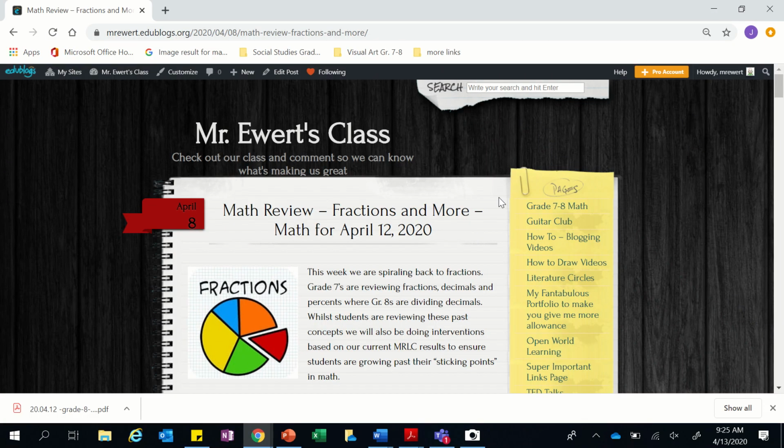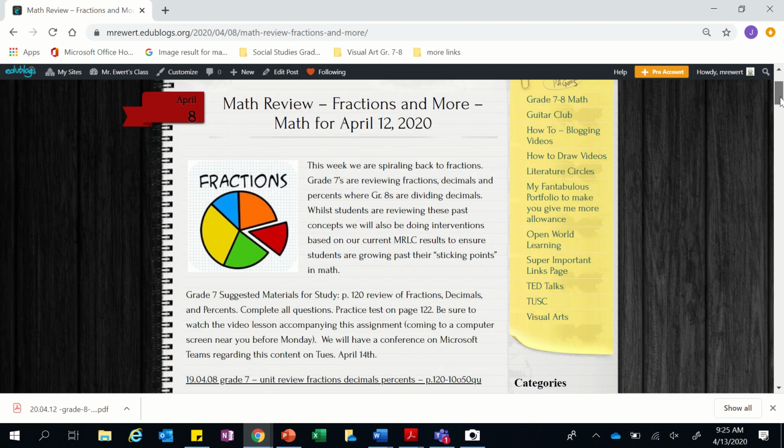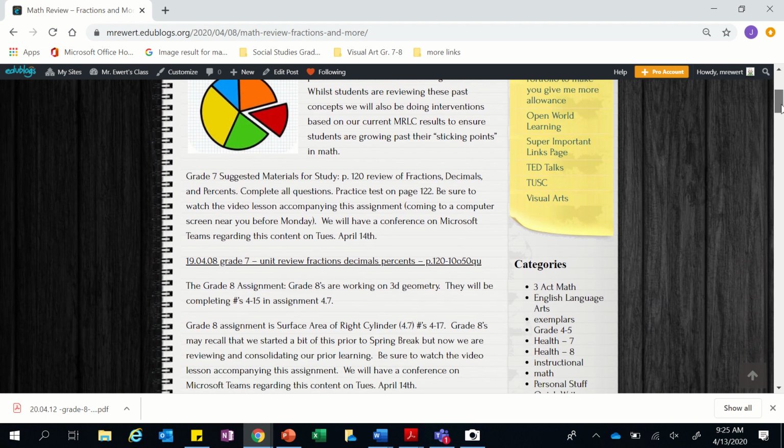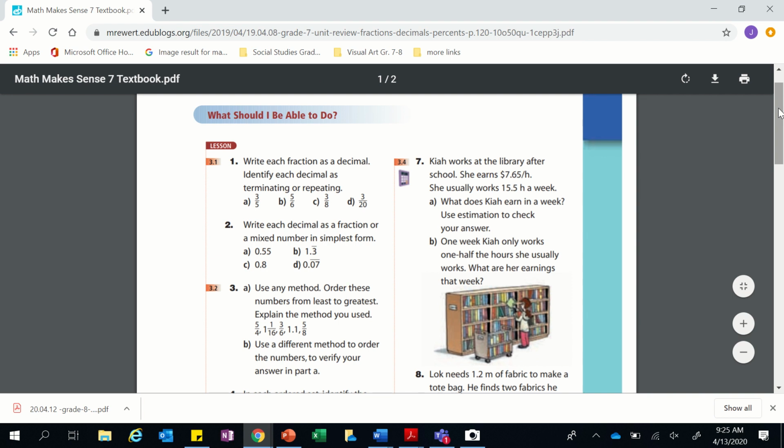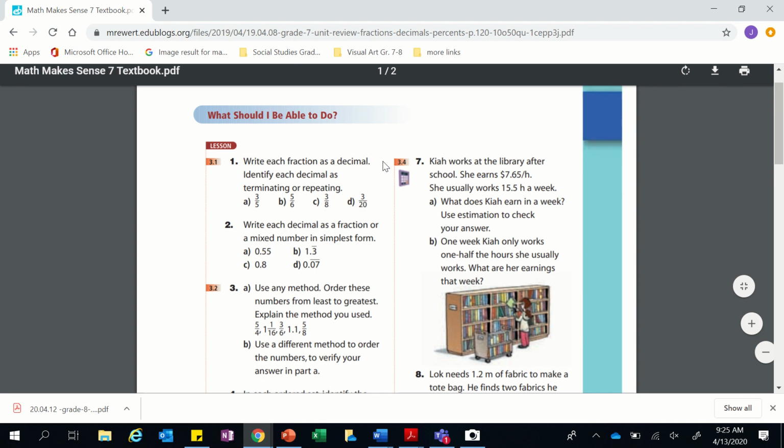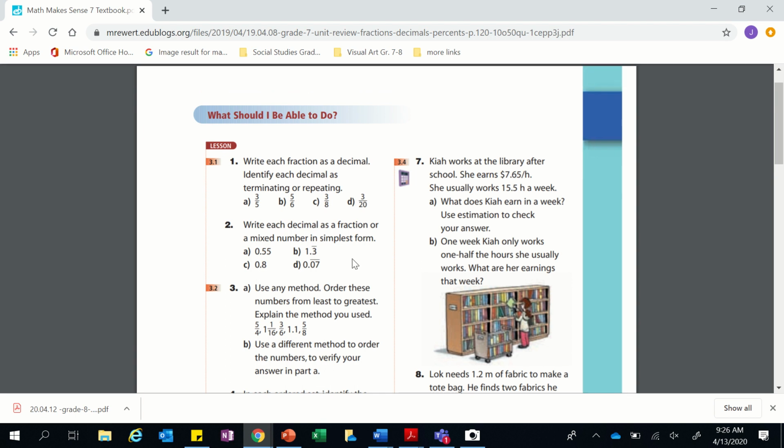So we have math review, fractions, and more. So for my grade 7s this week, you will be going from fractions, decimals, and percents. And yes, this is a bit of a review to start. And this is the assignment that we're going with. The PDF is, as usual, on the blog. So first, let's talk about terminating and non-terminating decimals.